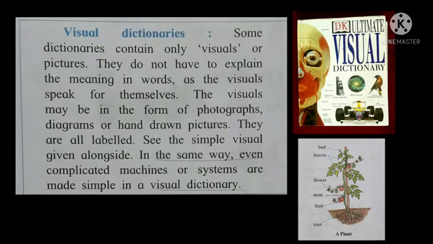Now next, that is visual dictionaries. Some dictionaries contain only visuals or pictures. They do not have to explain the meaning in words as the visuals speak for themselves. The visuals may be in the form of photographs, diagrams or hand-drawn pictures. They are all labeled. See the simple visual given alongside. In the same way, even complicated machines or systems are made simple in a visual dictionary.